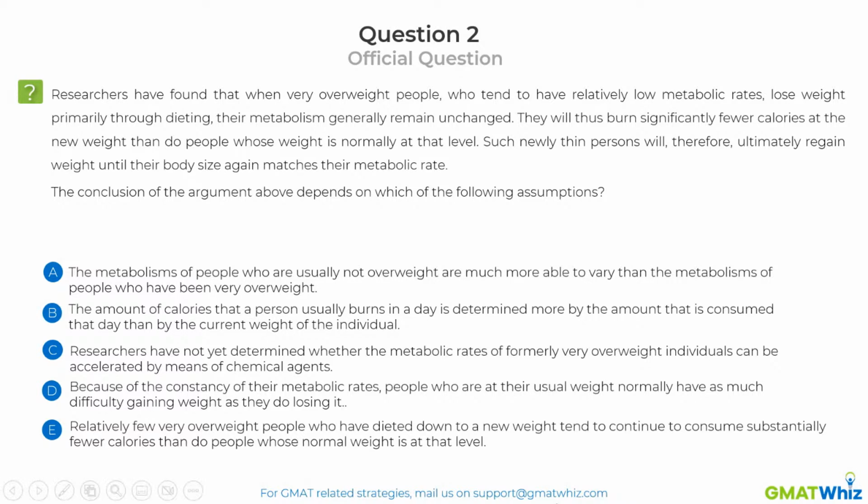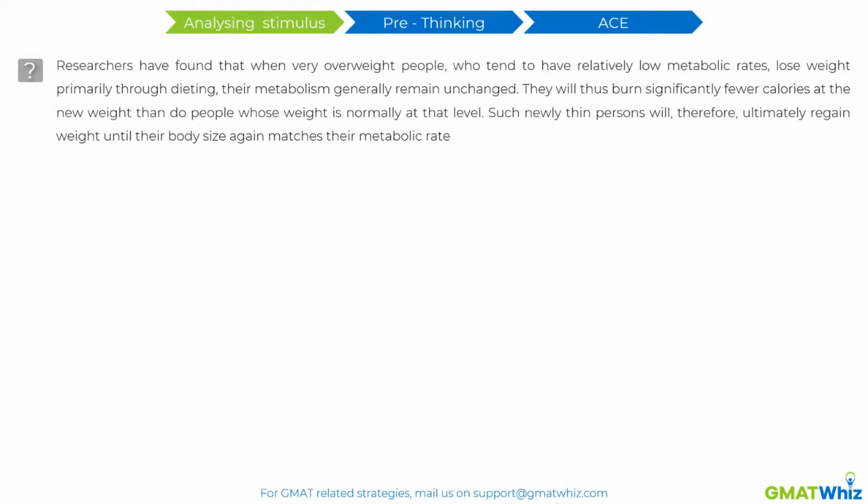So I'm going to set out the process of fixing the scope. Here I start. So the first line says researchers have found out something. Okay, what have they found out? When very overweight people. All right, so we're talking about a particular situation because the when is indicative of a particular situation. Very overweight people, let me simplify it and say, okay, fat people. Then I've got a modifier who tend to have relatively low metabolic rates, which means such people generally have relative to who? Relative to people who are not very overweight, perhaps. These people have low metabolic rates.